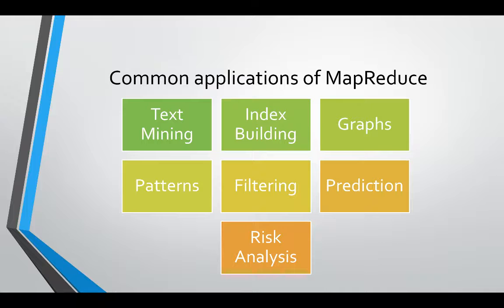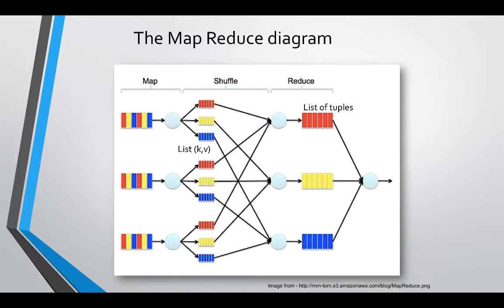Common applications of MapReduce are very popular, and we use it every day. If you think about Amazon, Google, and Yahoo, they use MapReduce parallel programming for the indexing of the search. So when we make a search, we use MapReduce. Indeed, MapReduce is used in text mining, index building, graphs, but also in machine learning. Prediction is a very popular topic for MapReduce, and it extends its functionalities up to risk analysis, so fraud detection, etc.